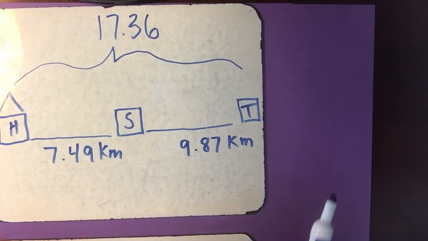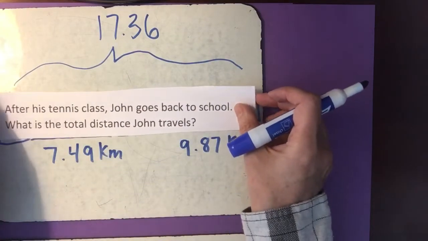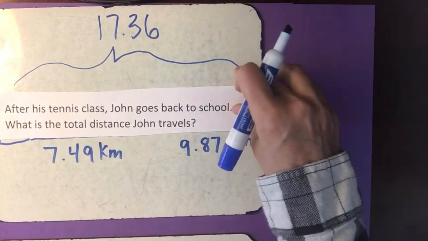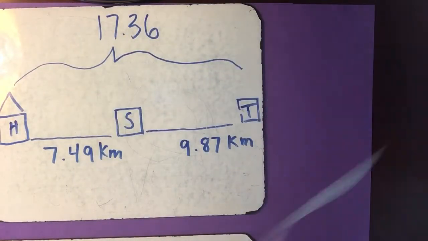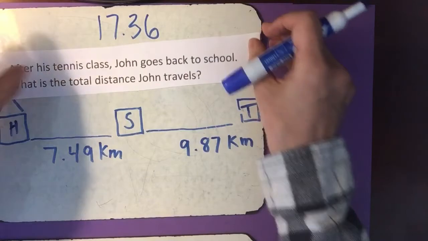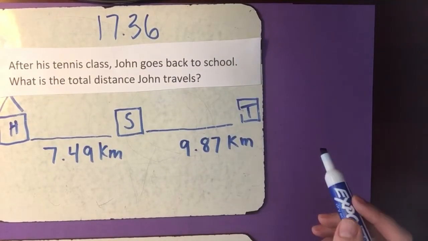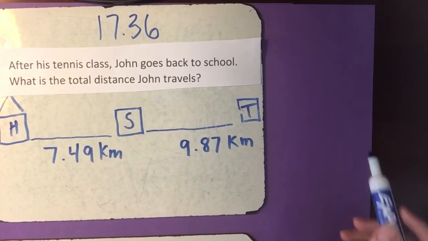Now, the last question, so this is a several step question. The last question is, after his tennis class, John goes back to school. What is the total distance John travels? So what are you going to do to solve that problem? I'll leave that here. That was kind of fast. After his tennis class, John goes back to school. What is the total distance John travels?